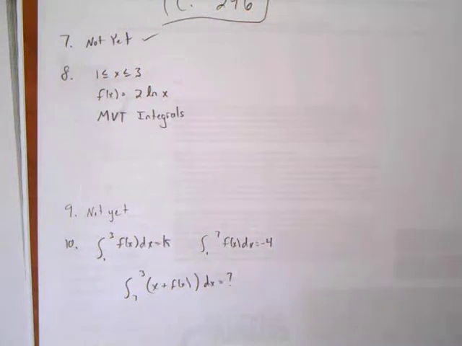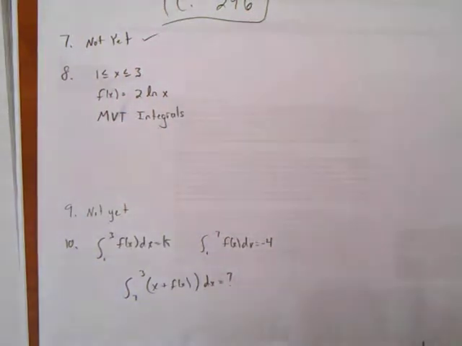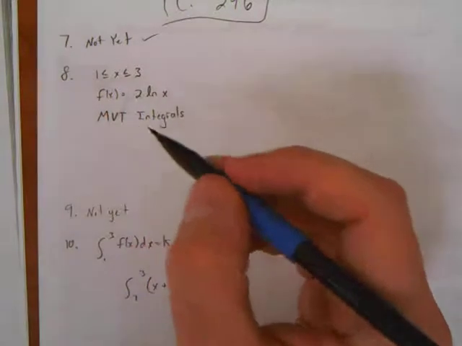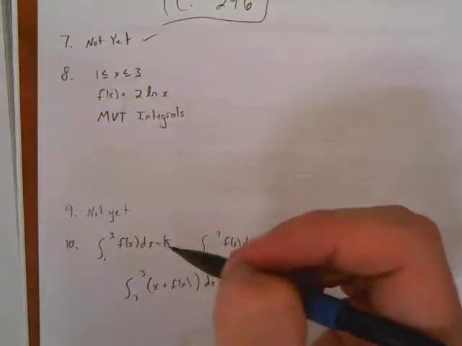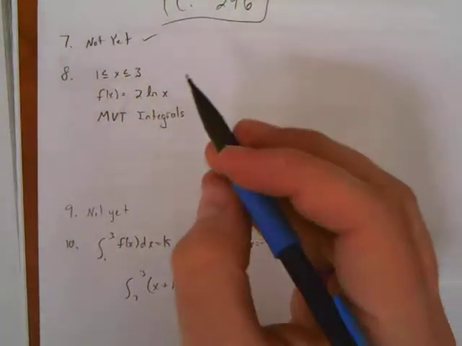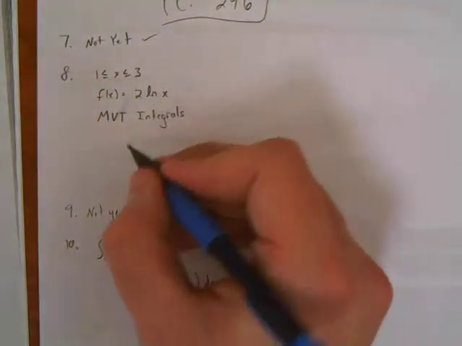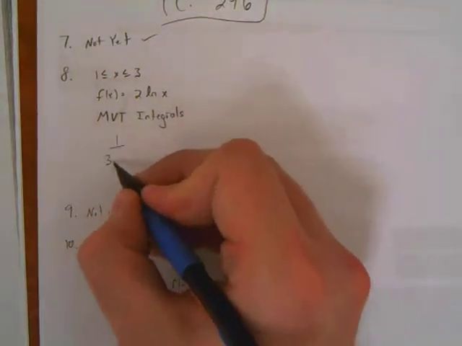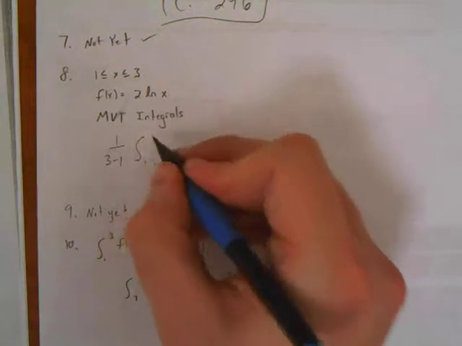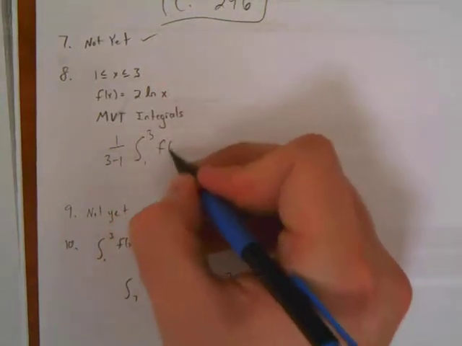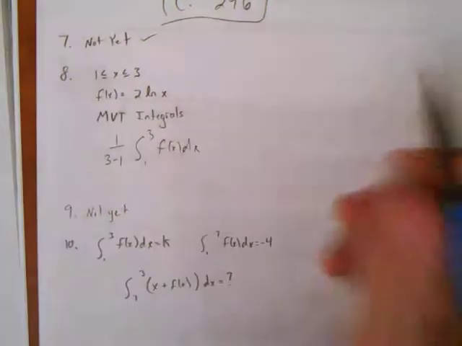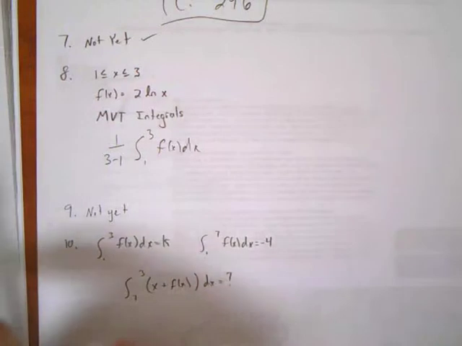What value of C on the closed interval from 1 to 3 satisfies the mean value theorem for integrals? All right. So the mean value theorem for integrals says that there is some value that equals the average value of the function, and you have to find out what that value is. So we'd find the average value of the function. To do that, we would do 1 over 3 minus 1 times the integral from 1 to 3 of f of x dx. Okay, that's how you find the average value.